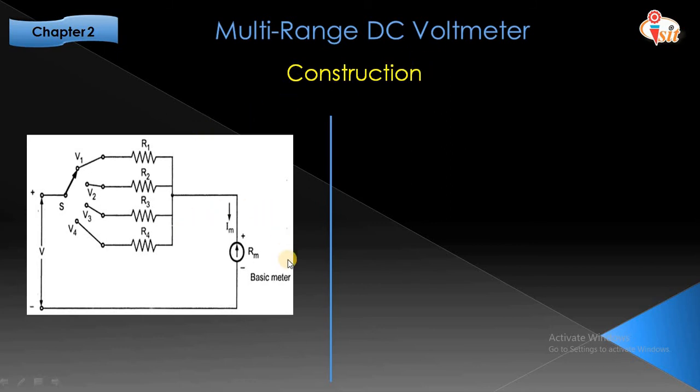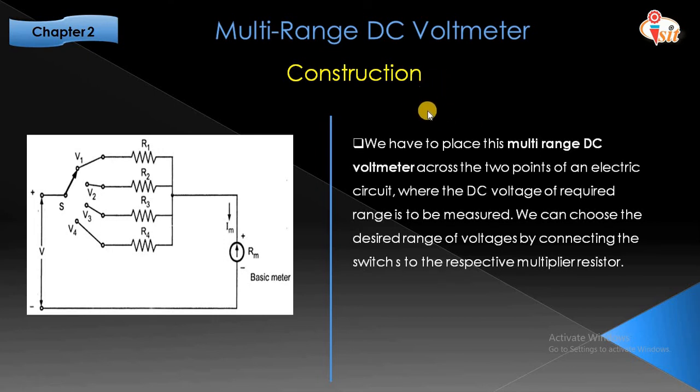We can select multi-ranges of the voltmeter by using this R1, R2, R3 and R4. Now see the construction: we have to place this multi-range DC voltmeter across the 2 points of the electric circuit where the DC voltage of the required range is to be measured. We can choose the desired range of voltage by connecting the switch with respect to the multiplying resistor.